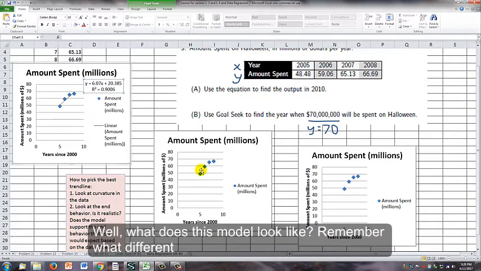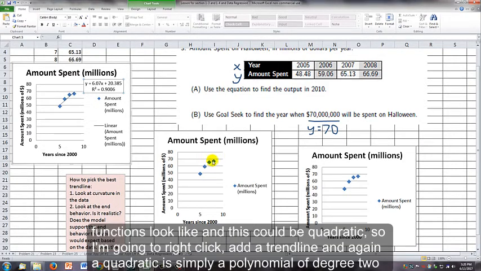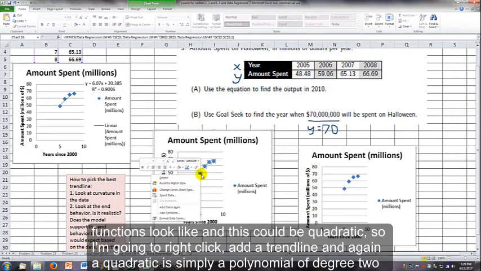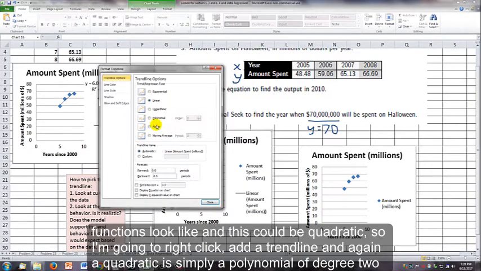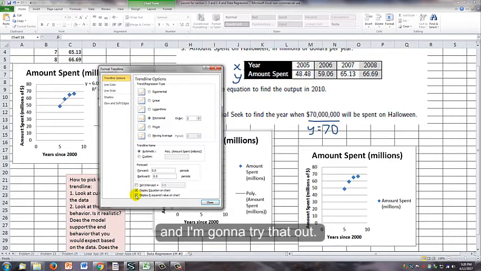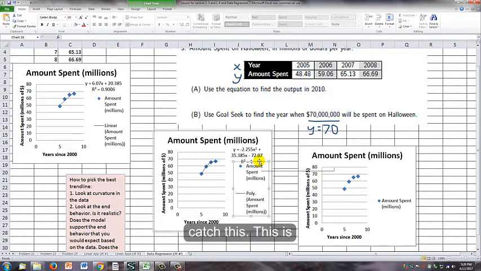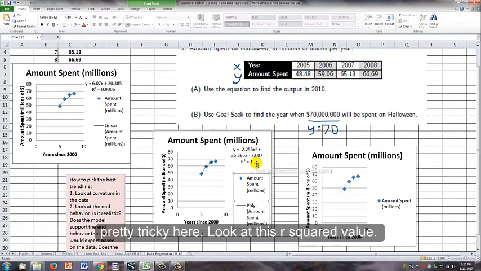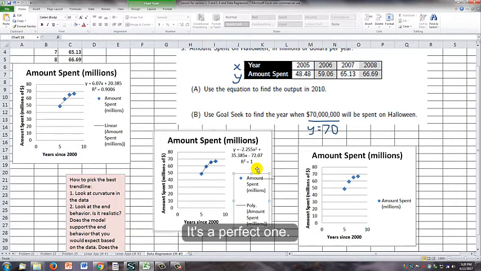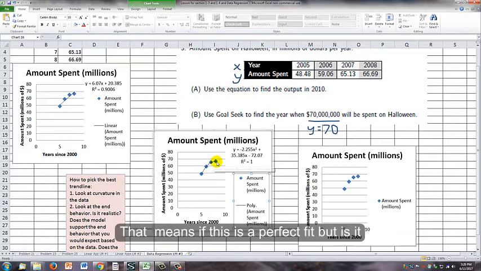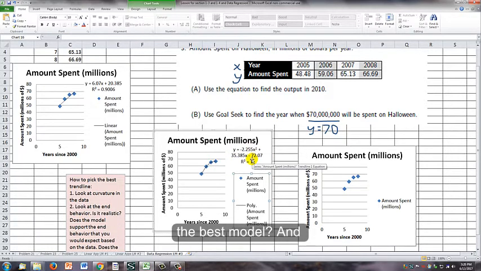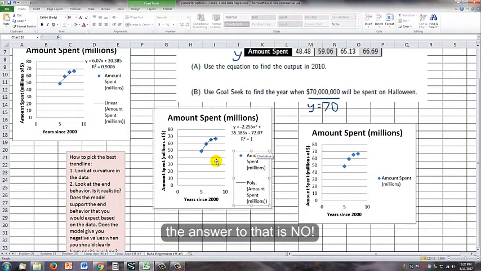Well, what does this model look like? You have to remember what different functions look like, and this could be quadratic. So I'm going to right click, add a trend line, and again, a quadratic is simply a polynomial of degree 2, and I'm going to try that out. And I hope you catch this. This is pretty tricky here. Look at this R-squared value. It's a perfect 1. That means that this is a perfect fit. But is it the best model? And the answer to that is no.